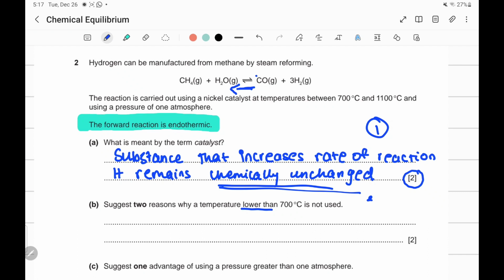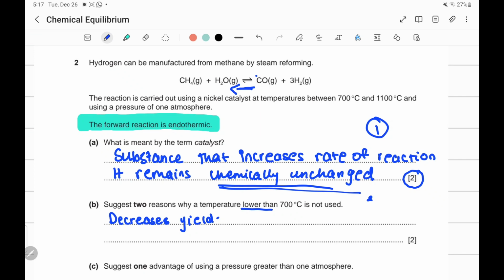So why would you not lower the temperature? Because equilibrium will shift to the left, and because lowering temperature is favoring the exothermic reaction, which is the backward reaction or the left reaction, and therefore our product yield is decreasing. So it decreases yield.